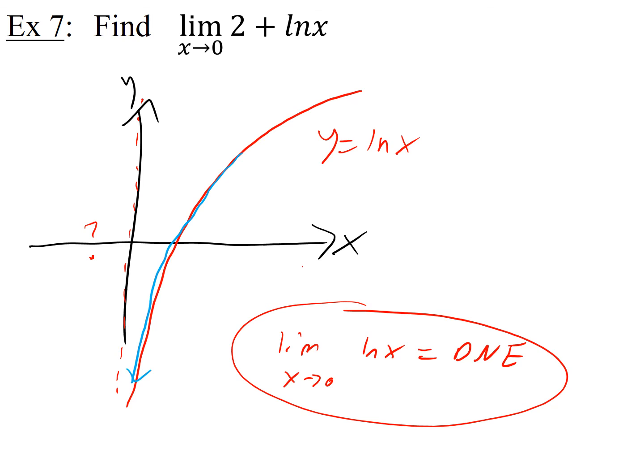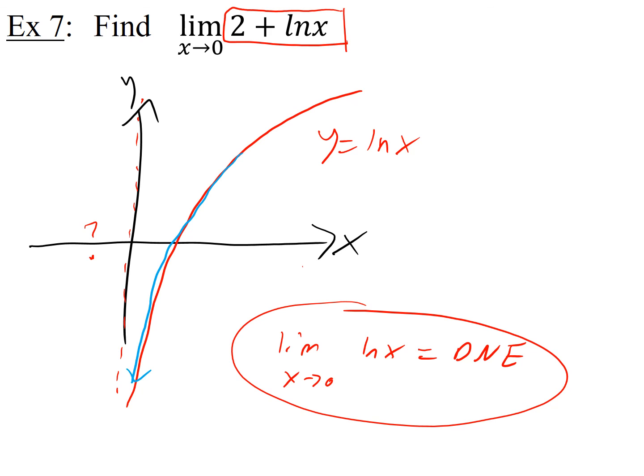But now this question is not asking us to find the limit of natural log x, it's asking us to find the limit of 2 plus natural log x. So you would think you would use a limit law, the sum limit law, but you can't. Why not? Because if you did, you would get limit of 2 plus limit of natural log x, but the limit of natural log x doesn't exist. So you can't use the limit law.